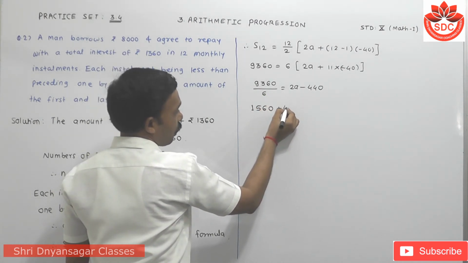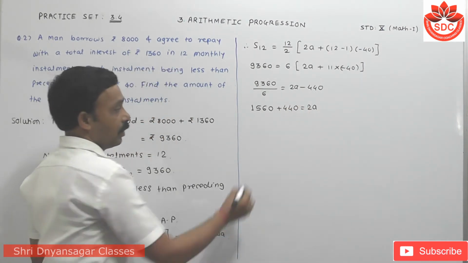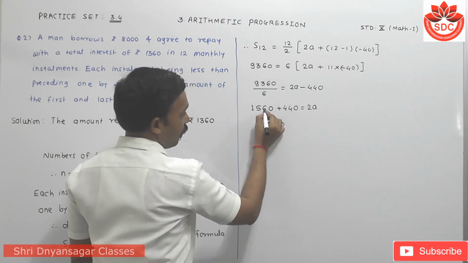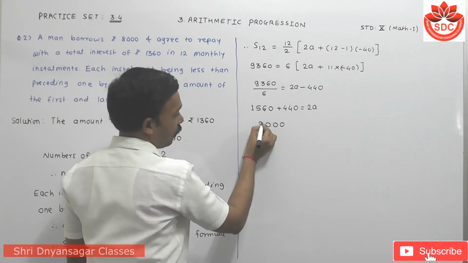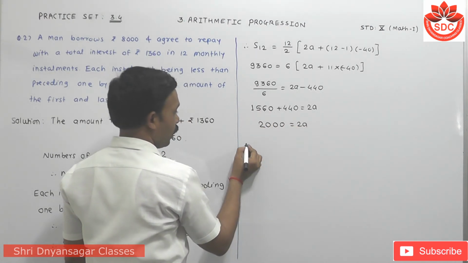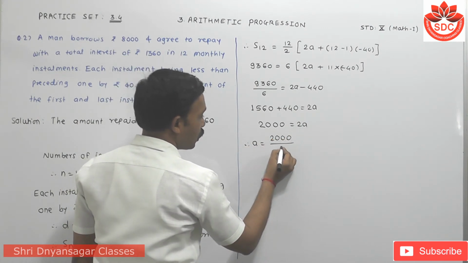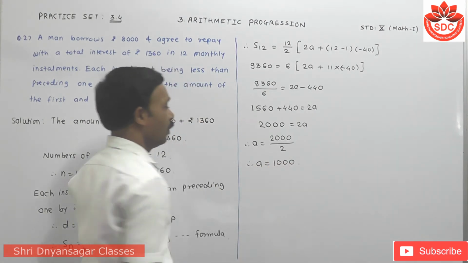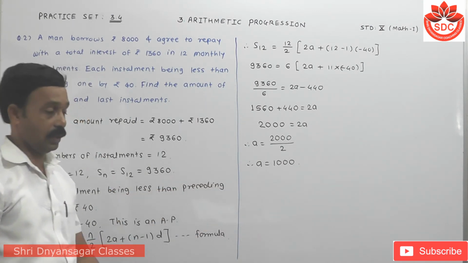This converts as plus, is equal to twice a. Then the addition is 0, 10 carries 1. 9 plus 1 is again 10 carries 1. 2 is equal to twice a. Therefore a is equal to 2000 upon 2, which means the value of a is equal to 1000. That means the first installment is 1000 rupees.